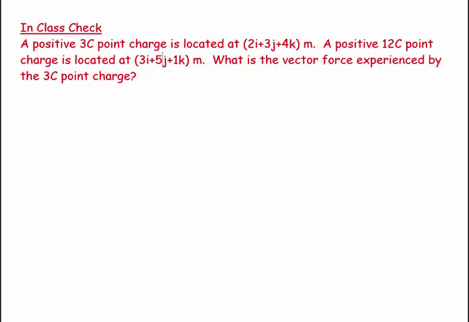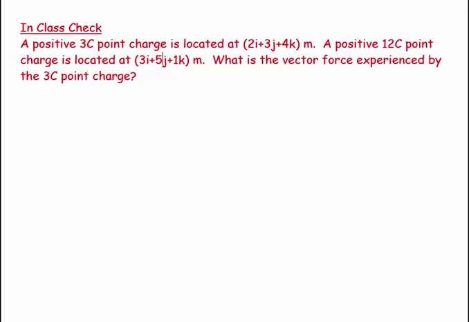Welcome. This question says a positive 3 Coulomb point charge is located at 2i plus 3j plus 4k meters. So I'm given the ijk address in 3 dimensions. A positive 12 Coulomb point charge is located at 3i plus 5j plus 1k meters. Again, an ijk address in 3 dimensions. And what is the vector force experienced by the 3 Coulomb point charge?